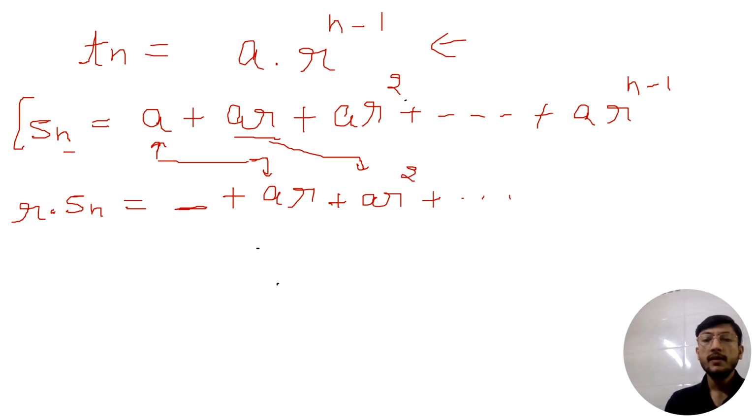Similarly, so on, it gives us ar^(n-1), because the term before here is ar^(n-2), and when it is multiplied with r, it gives us ar^(n-1). But whenever r is multiplied with this term, it gives us ar^n.